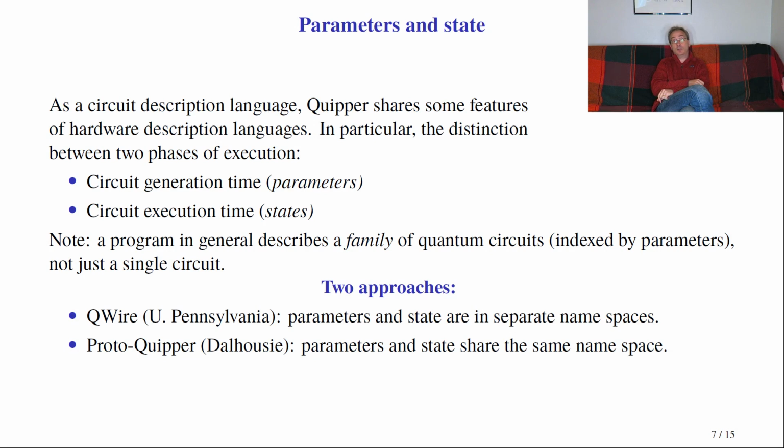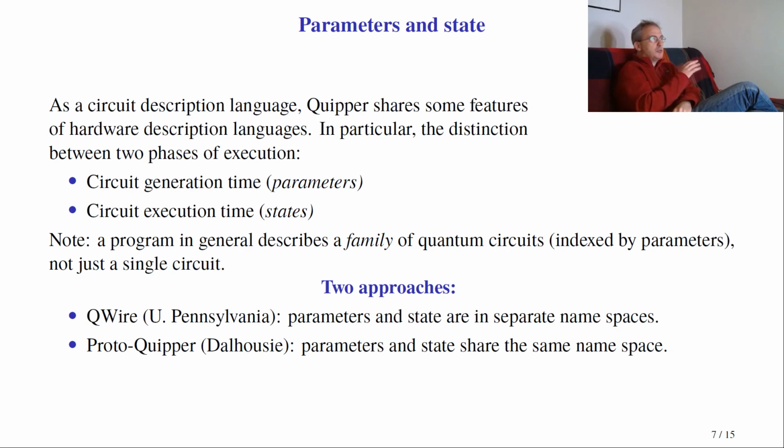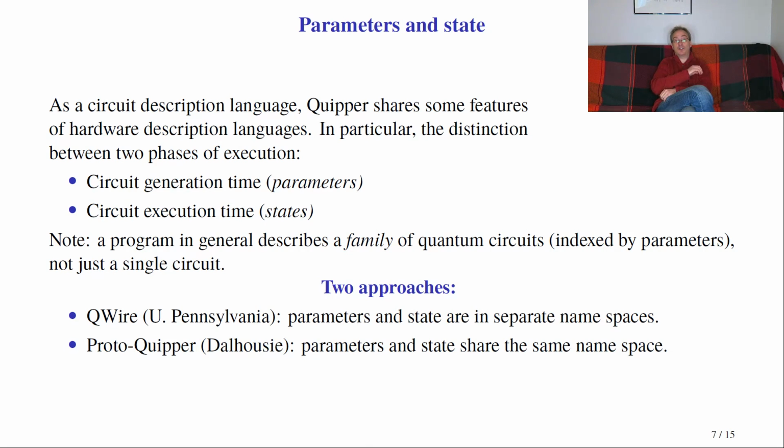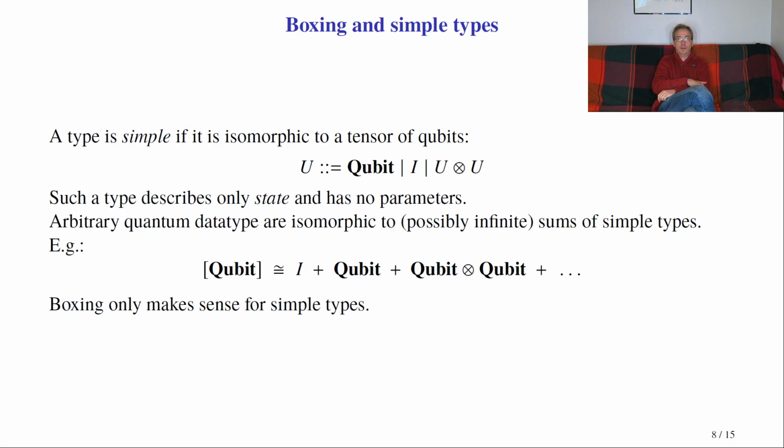In Quipper, parameters and states belong to the same syntactic class, and the type of a variable determines how the variable can be used. So this creates certain complications because state in a quantum world cannot be duplicated and needs to be treated linearly. So we need a type system that is based on linear logic. But one of the advantages of keeping parameters and state in the same namespace of the programming language is that this then enables us to create data structures that are part parameter and part state. So an example of this would be a pair of a qubit and an integer. Or, for example, a list of qubits, where the length of the list is known at circuit generation time, so that's a parameter, but then the actual state of the qubits in the list is only known at circuit execution time, so that's state.